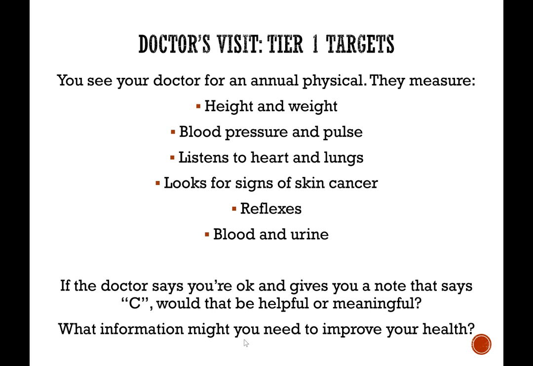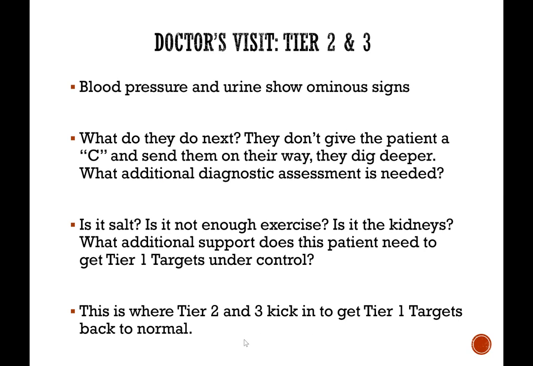But let's say that you've been to your annual physical, doctor says you're all good to go, and you're on your way. But what if some things show ominous signs? What if your blood pressure is high or there's something funny with your urine? What do they do next? They don't just give you a C or a C minus or a D and send you on your way. They're going to dig deeper.